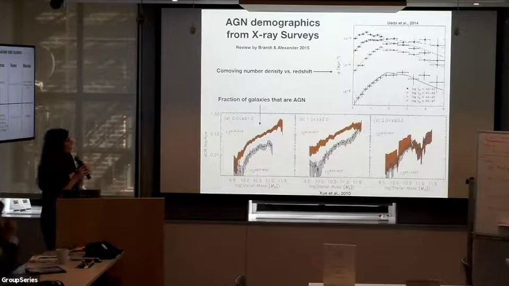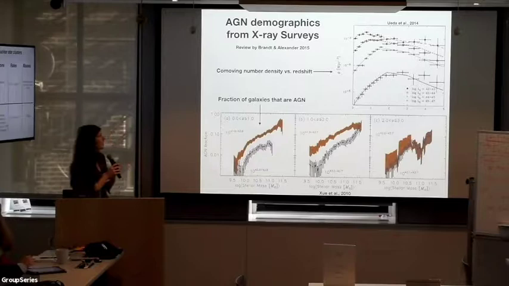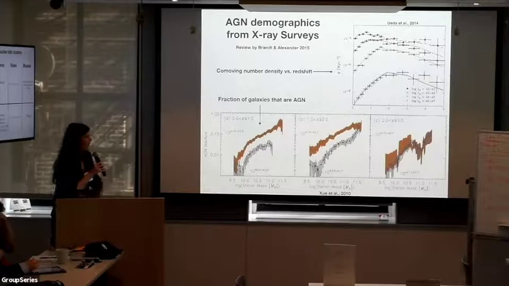There's a really nice review by Brandt and Alexander in 2015. And what they show is a compilation from a paper by Ueda 2014, a compilation of the results of many X-ray surveys, showing a co-moving number density of like 10 to the minus 4 AGN per cubic megaparsec. And you can see that this changes with X-ray luminosity.